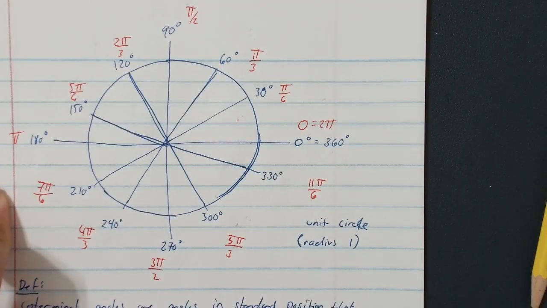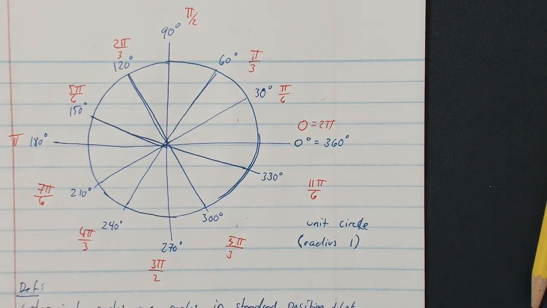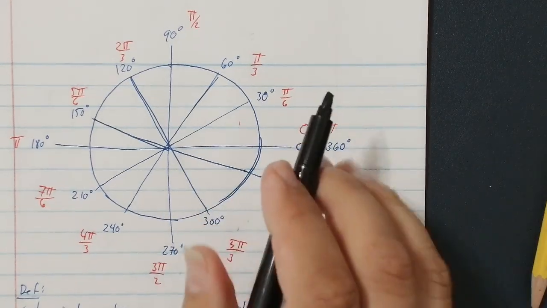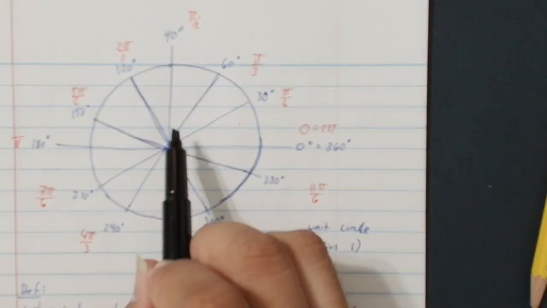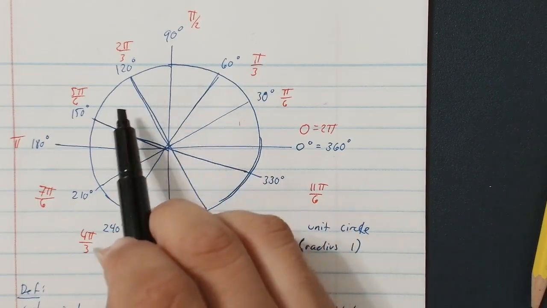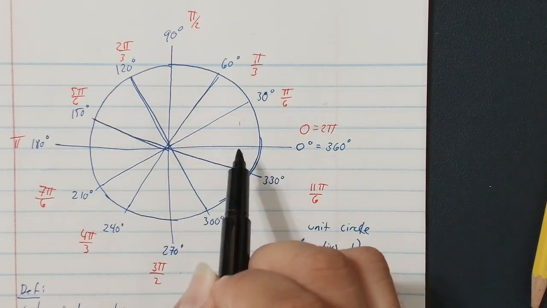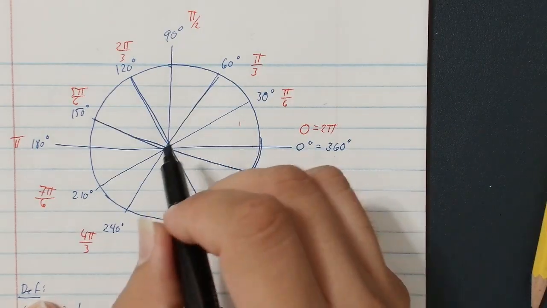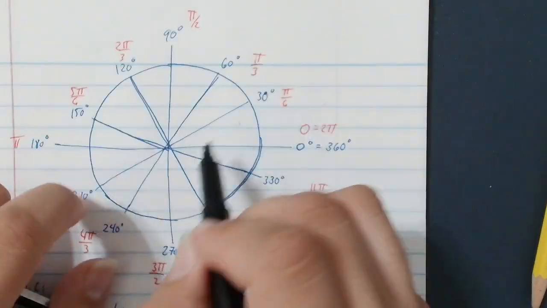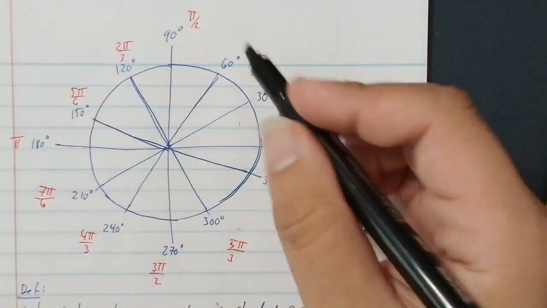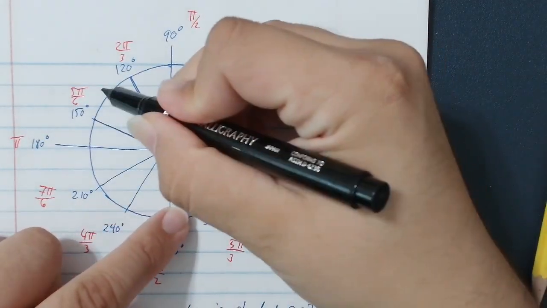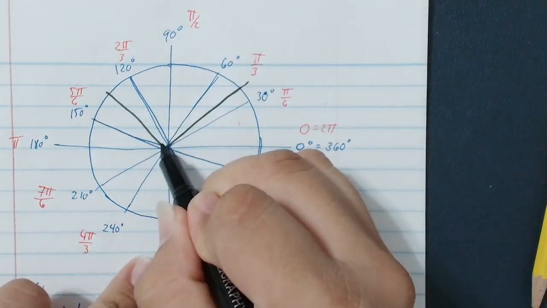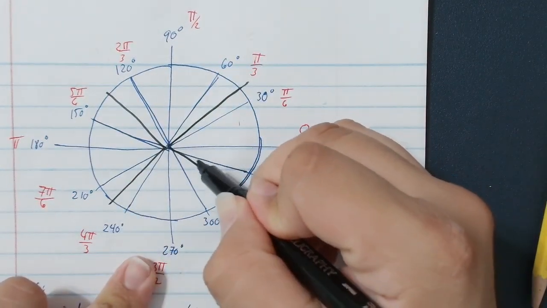But that's not the end of it. We do have one more set of common angles. Let's see, I guess I'll use this marker here. Right here, what we did was we cut up every quadrant into 3 pieces. 1, 2, 3, 1, 2, 3, 1, 2, 3, and 1, 2, 3. Now what we're going to do is take the same quadrants, forget that these lines are there, and just cut each quadrant in half. So there, there, there, and there.